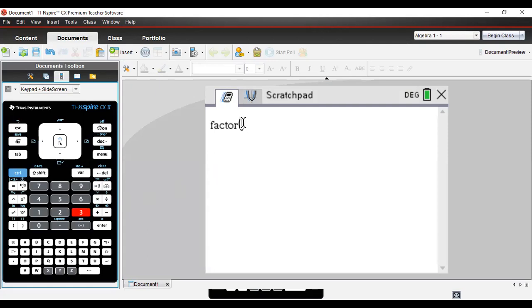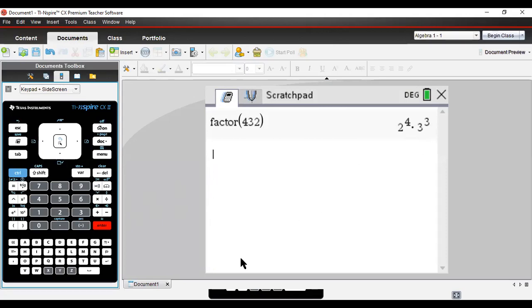And this will factor any number that you put in there. So in this case, I want to factor 432. So I'm going to put 432 in there, and then I press enter and it factors it. So it says 2 to the 4th power times 3 to the 3rd is the prime factorization of 432. So we're going to use that.